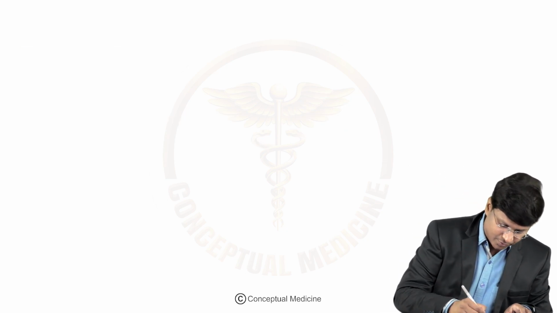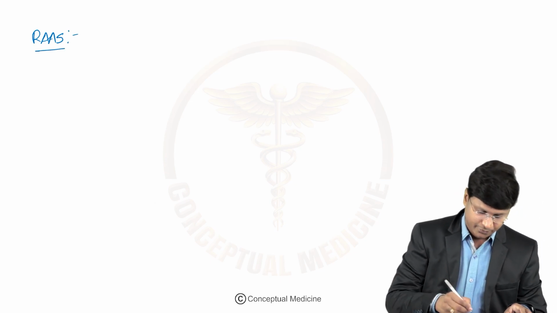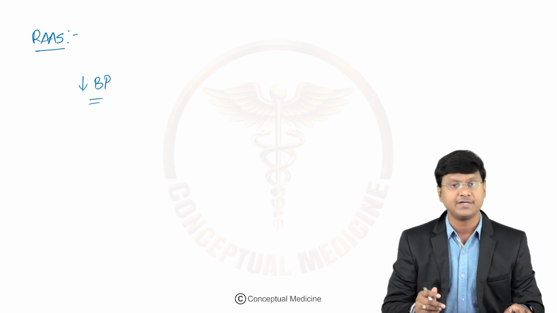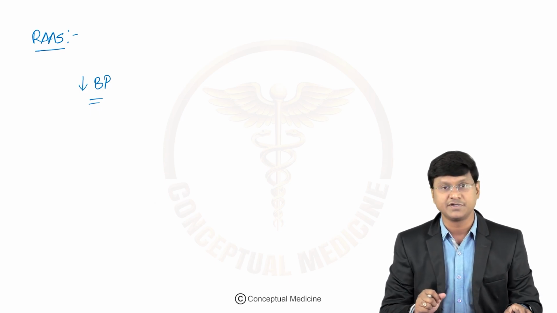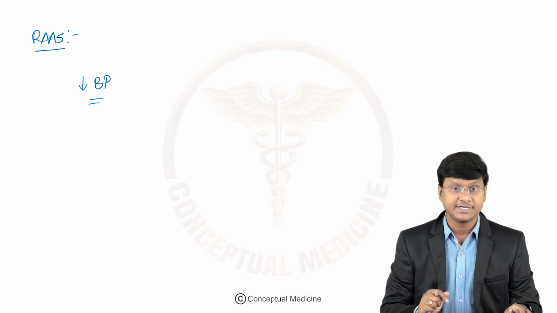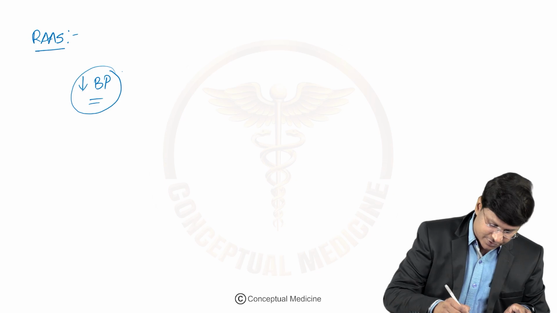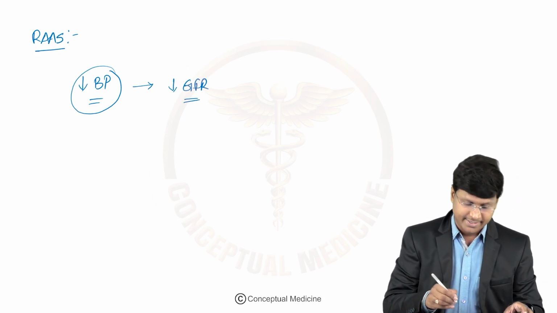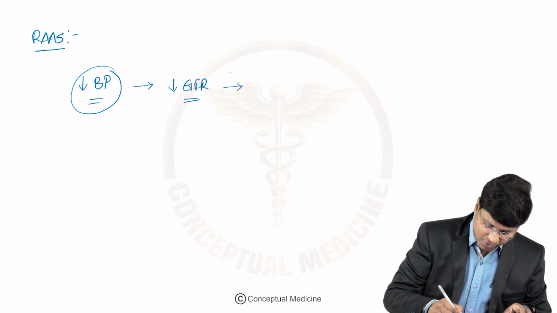Let me explain to you about this RAS mechanism. Whenever there is a decrease in the blood pressure of the individual, what is the main function of aldosterone? We have discussed maintenance of the blood pressure. That is the important function of your aldosterone. So if, due to any condition, there is a fall in the blood pressure of the individual, what will happen to your glomerular filtration rate? The glomerular filtration rate will be reduced, right? And once the glomerular filtration rate is reduced, there will be release of renin.